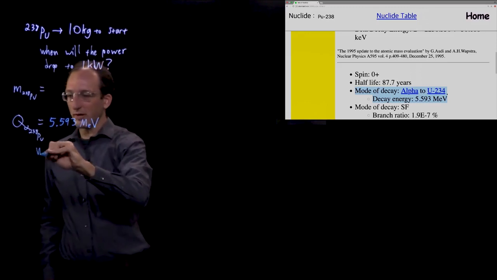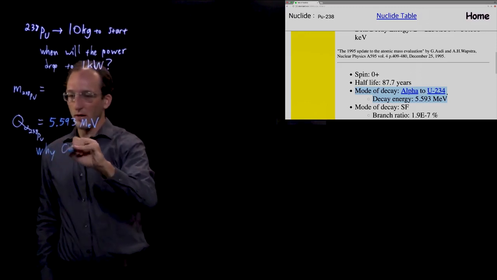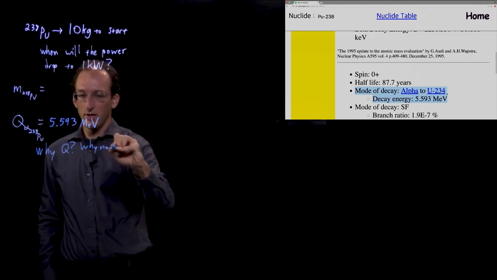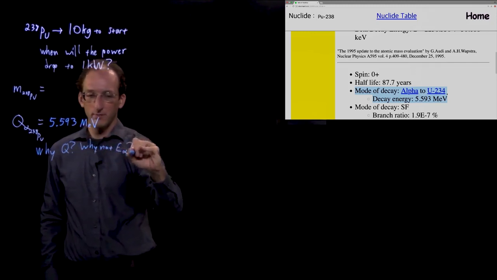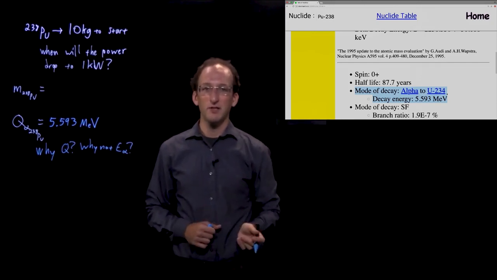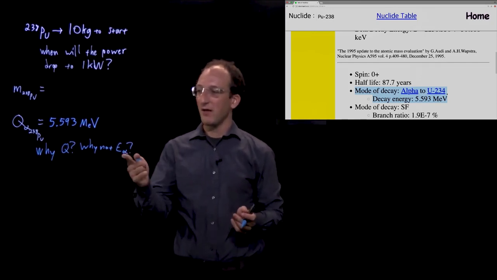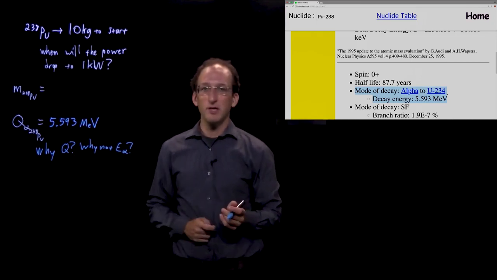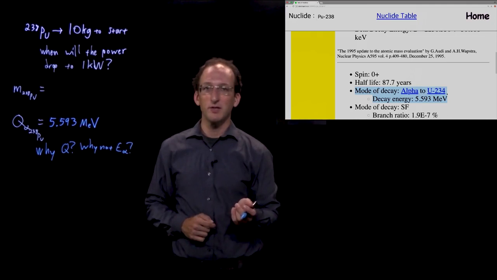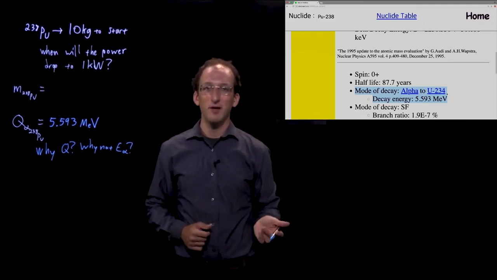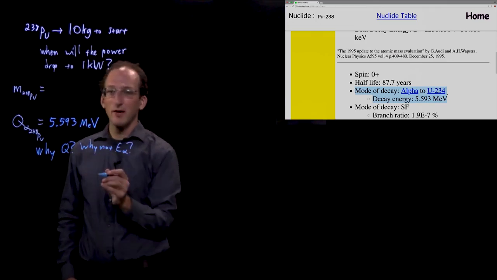You may be wondering at this point, why are we using the Q value? And why not the energy of the alpha particle? In module 1.1, we went through a lot of tedious calculations to get the energy of that alpha particle. So why are we just using Q now? Well, it turns out that the recoil or daughter nucleus of plutonium-238 decay also carries a fair bit of energy, and you actually need to account for that.